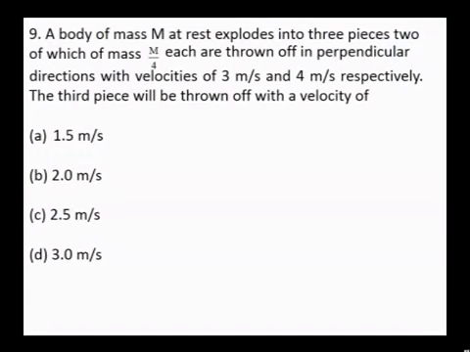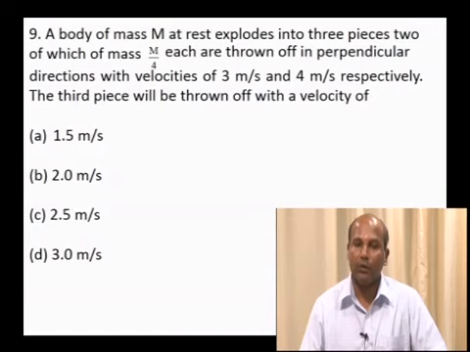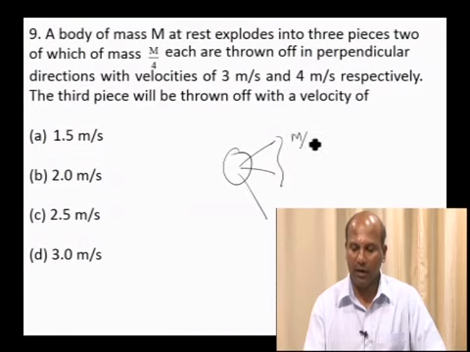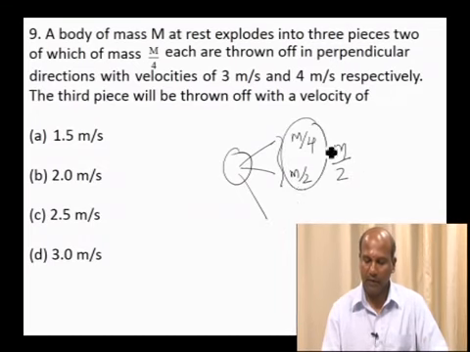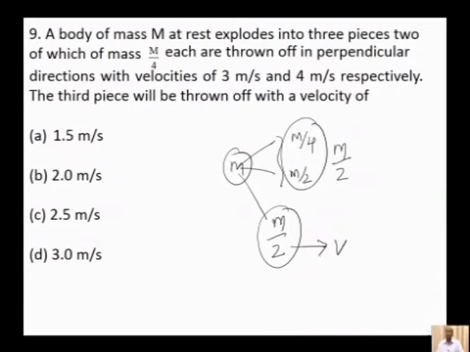So coming to the next problem. A body of mass m at rest explodes into 3 pieces, 2 of which of masses m by 4 each are thrown off in perpendicular directions with velocities 3 meter per second and 4 meter per second respectively. The third piece will be thrown off with what velocity? So you have one mass, which has split into 3 parts. The first two have mass m by 4 and m by 4. Together this mass is m by 2, and therefore the remaining mass will be m by 2 here. Now they are asking with what velocity this mass is moving.